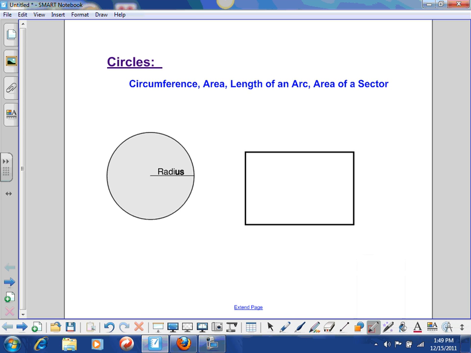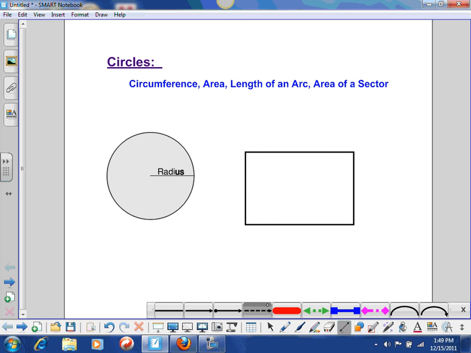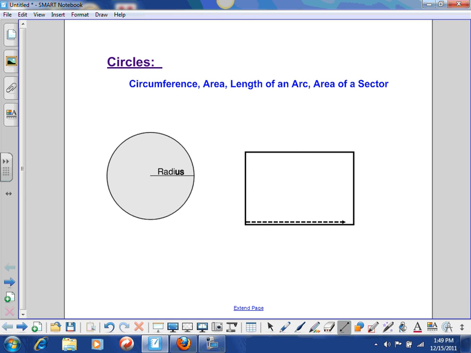There's my rectangle. Now, if we talk about walking around the outside, we're talking about the perimeter of it, aren't we? So we're talking about as if we walked along here, then we walked all around, and then we would call that the perimeter. But with circles, it's called the circumference. So we're talking about how to find the length around the outside of a circle.